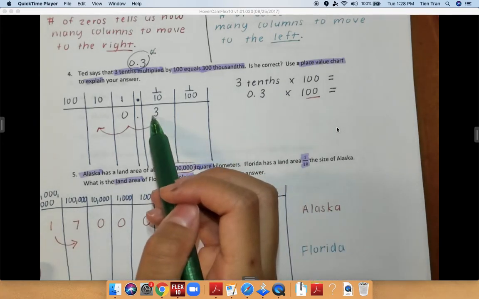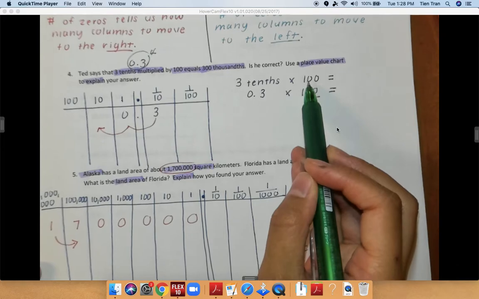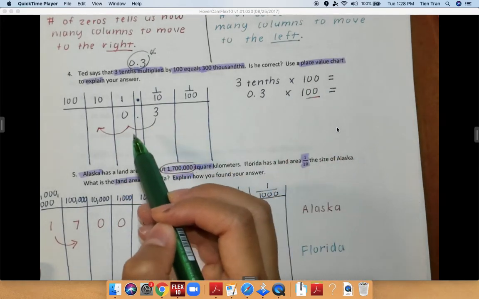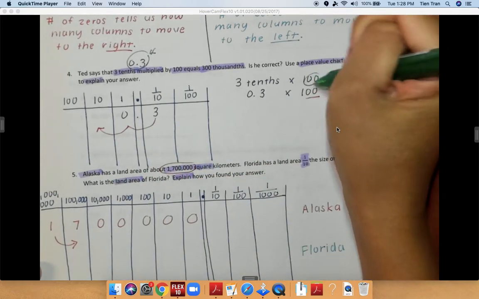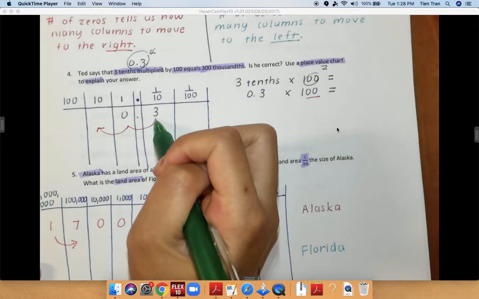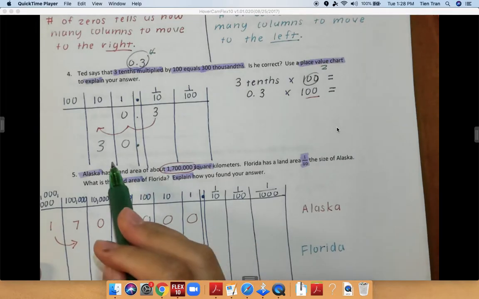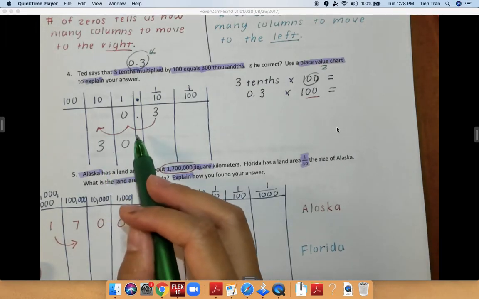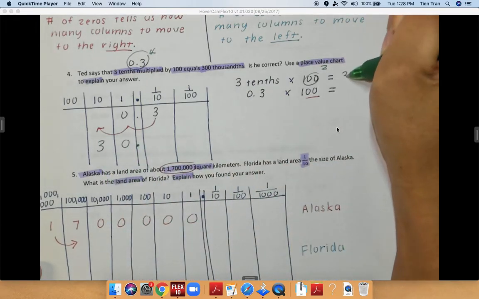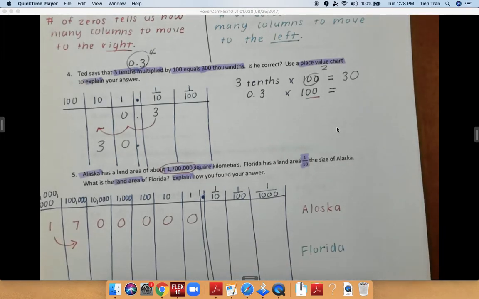So if I have 3/10 and I'm multiplying times 100, that means that I'm moving my 3 over 2 times because there are 2 zeros. So I move over 1, 2, and then add my zeros. So right here, I'm going to have 30, right? So my answer is equal to 30, because 0.3 times 100 is equal to 30.